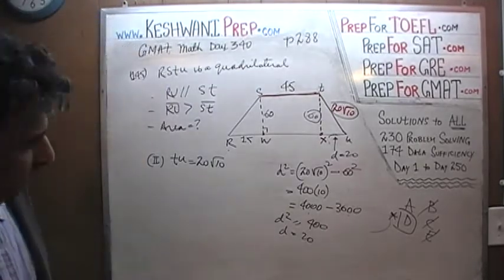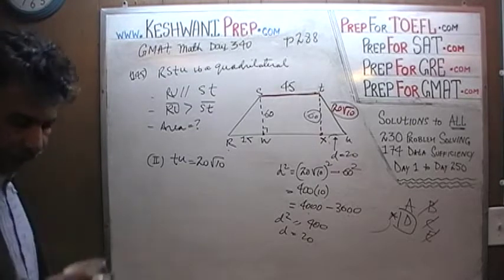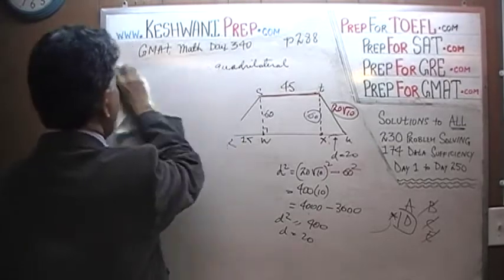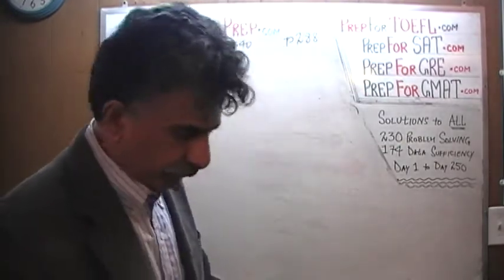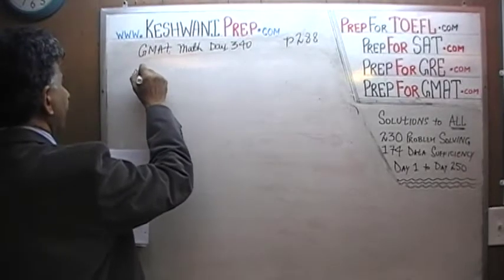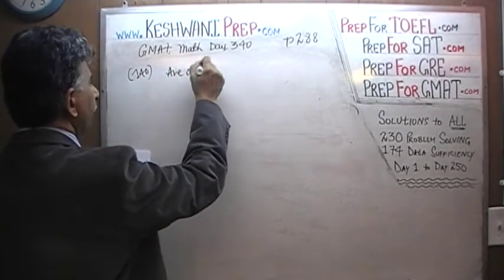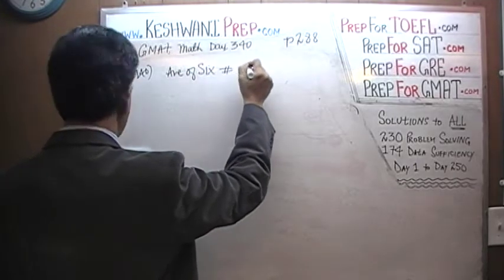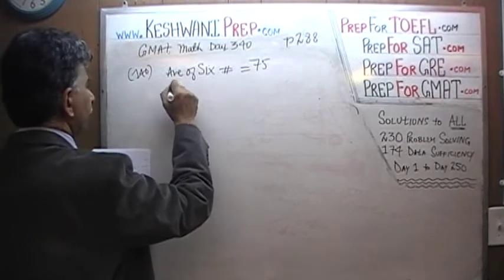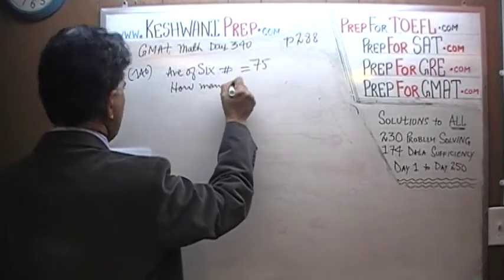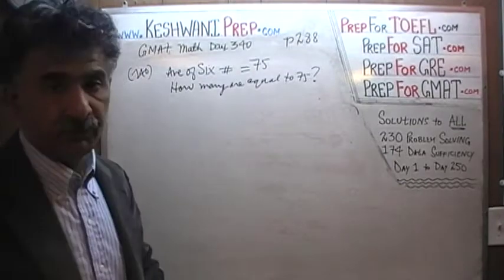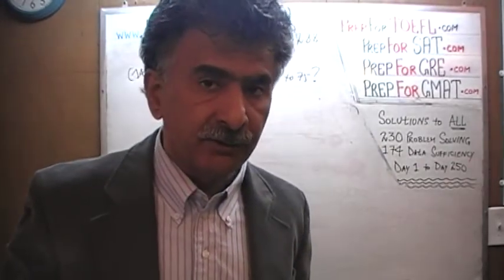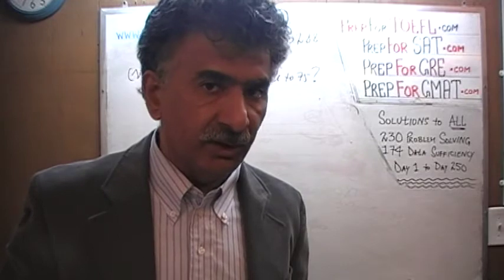Let's move on to the next one, number 146. In number 146, we are told that the average of six numbers equals 75. The question is, how many are equal to 75? We have a group of six numbers, and these six numbers happen to be such that their average turns out to be 75. The question is, how many of these six numbers are actually equal to 75?